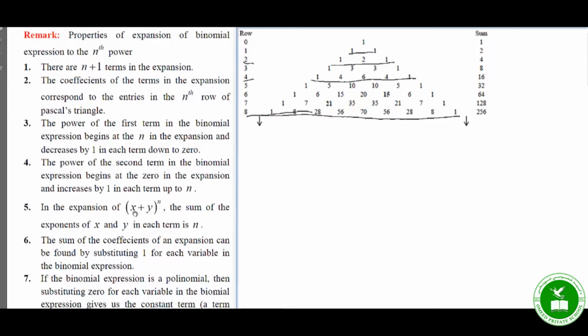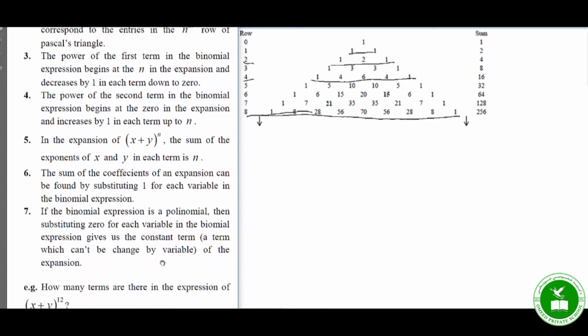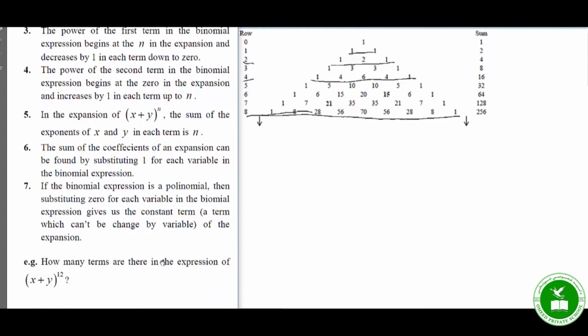If you substitute 1 for the variable, it can be a, b, x, y, anything, you will get the sum of the coefficients. But if you want to find the constant term in a binomial expansion, you should substitute 0 for the variable. It will make all the terms which have a variable 0, and what will be left? The constant term will be left.